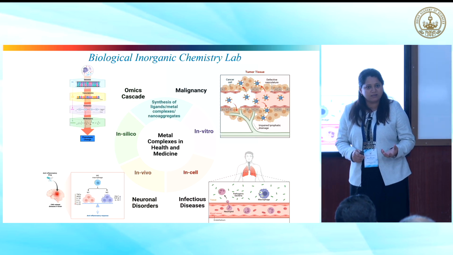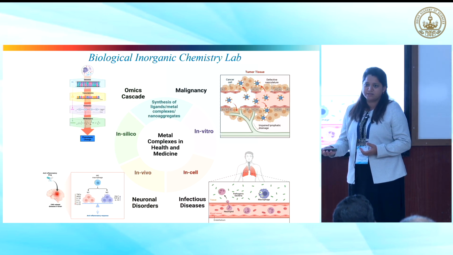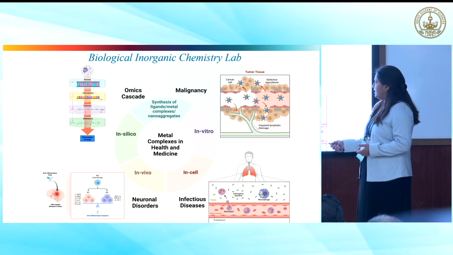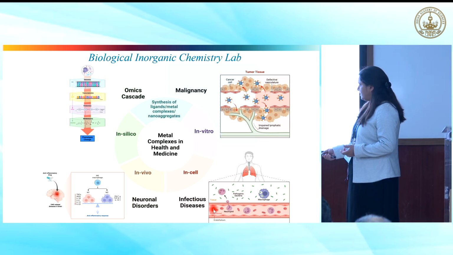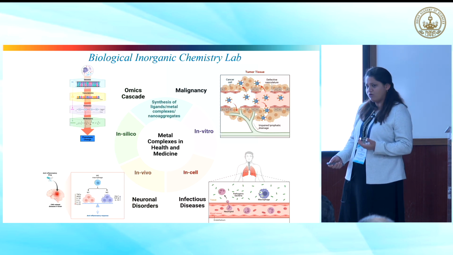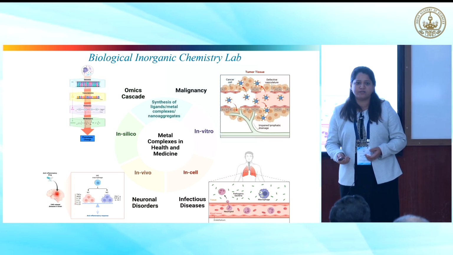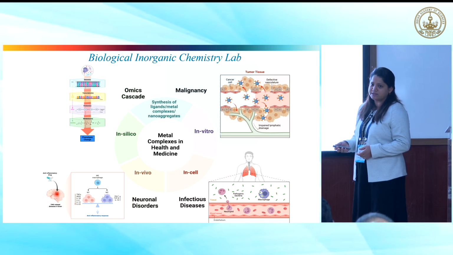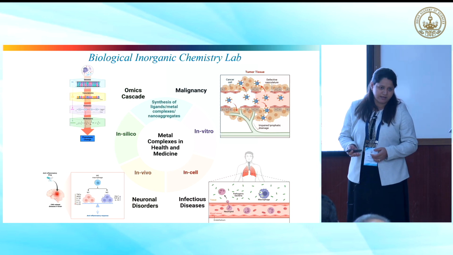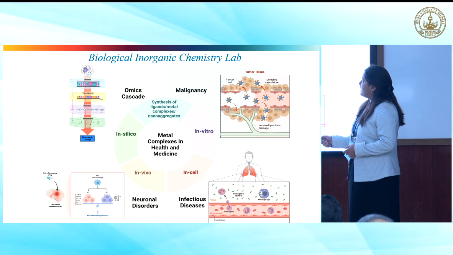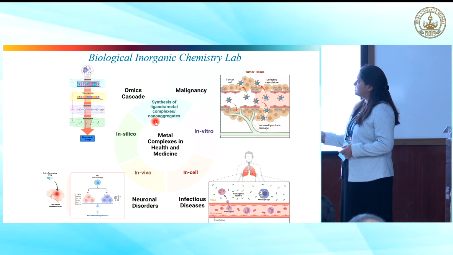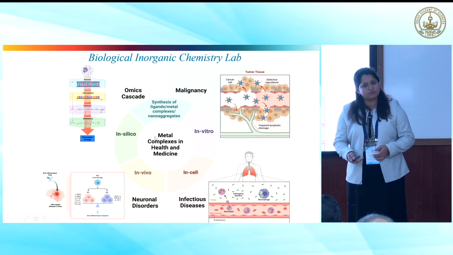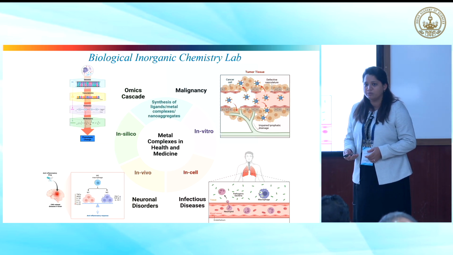Once we make these ligands and their complexes, we utilize them for malignancy, cancer, and also at times for infectious diseases. Of late, we have started gaining a lot of interest also towards neuro disorder, especially Lafora disease, with the biological science department at IIT Kanpur. As I said, we start with the synthesis of ligands in our lab, we make their metal complexes, and at times we also do their nanoaggregation or nanoformulation.